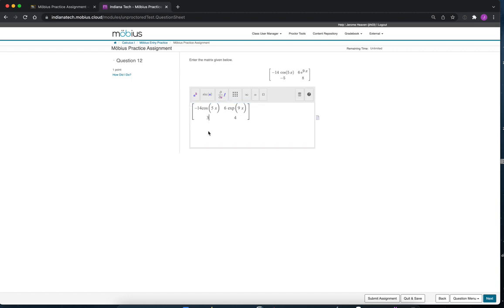All right, next up, this entry, well, that one's easy. That's a -5, and then this one's an 8, right? So that's how you would enter this, and we can check. Let's see, how did I do? I did great. All right, so I think we have a couple questions left. Let's keep going.